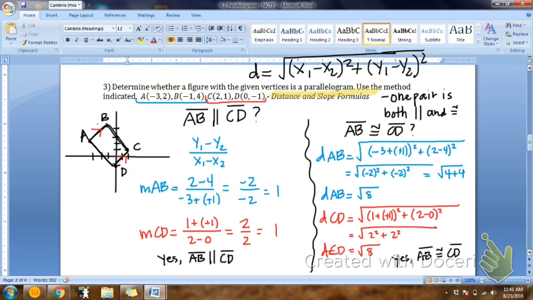And if one side is parallel and the same side is congruent, is this a parallelogram? Yes, it is. So your final answer is going to say yes, ABCD is a parallelogram. And you have all the work over there to show it to me.